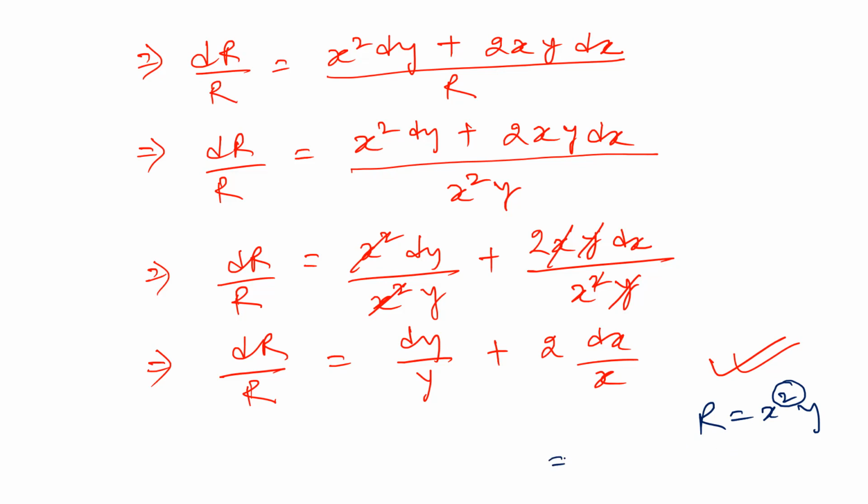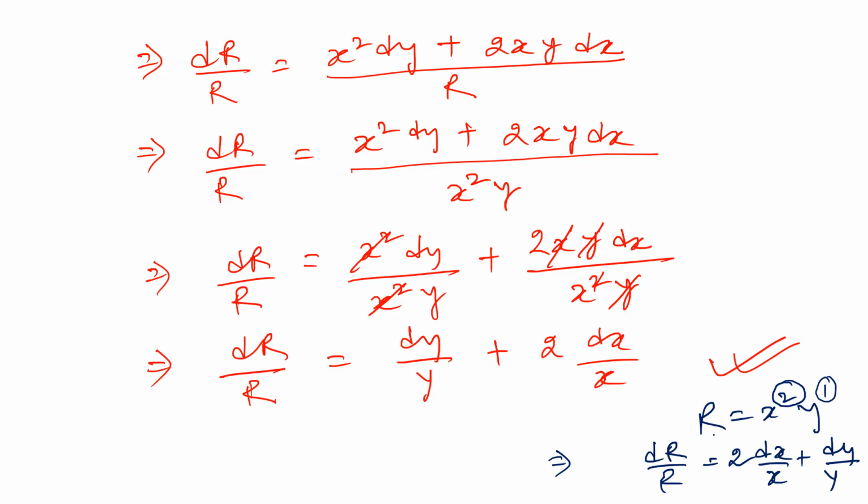So I will write that expression as dr upon r equals 2 into dx upon x plus, what is the exponent of y? It is not given, so obviously it is a value of 1. So I can write it as dy upon y. That's simple. This is actually the shortcut formula.